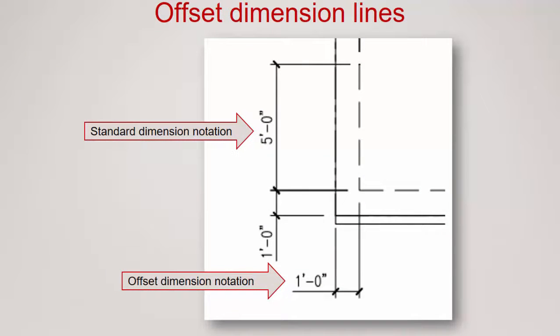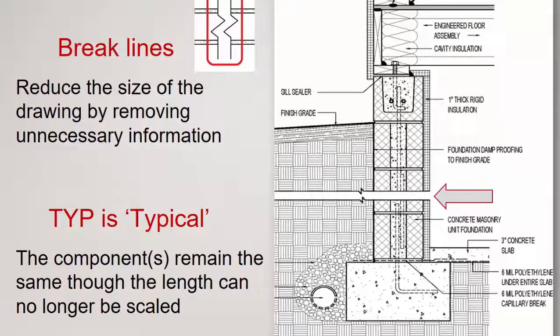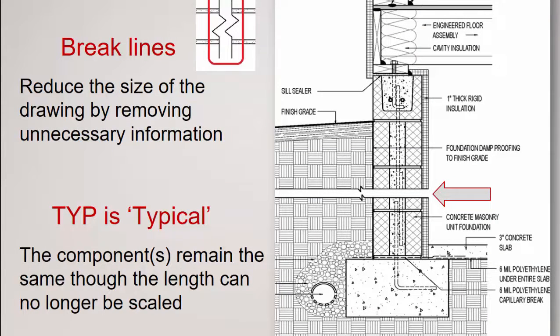We talked about dimension lines before, and so we see a standard dimension notation up on the left, on the top, and on the bottom we see an offset dimension notation. Break lines are when a detail is too big to draw the whole thing on one view, so we insert these 2 squiggly lines to represent that there is more material there. We're just showing the beginning and the end. The bottom one, TYP, you see this quite often on drawings, references that this is typical, where the components remain the same through the length and can no longer be scaled.